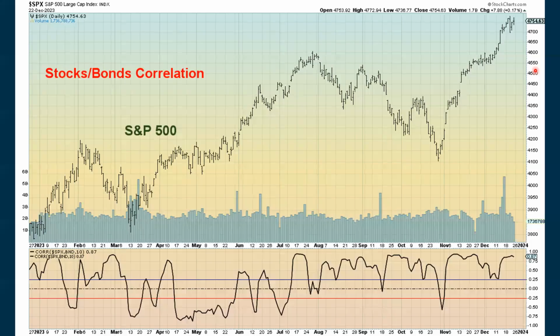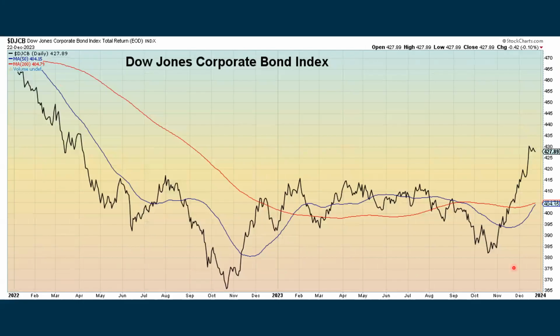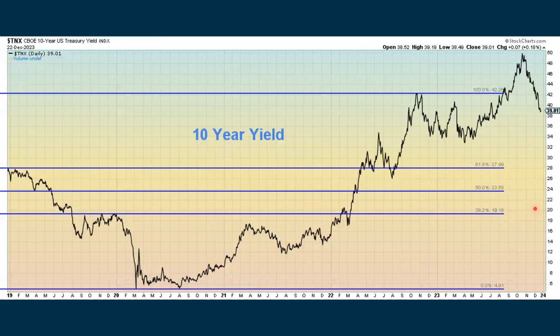Then we look at the correlation between stocks and bonds, and they have a pretty strong correlated relationship, meaning they're going in the same direction at the same time. This is the Dow Jones Corporate Bond Index, which is just about getting ready to give us a golden cross here. This is the 10-year yield where we topped out at 5%, and we have been declining overall lately as interest rates have been coming down.